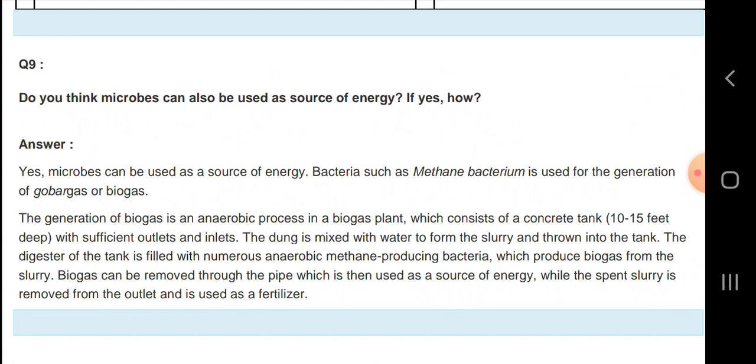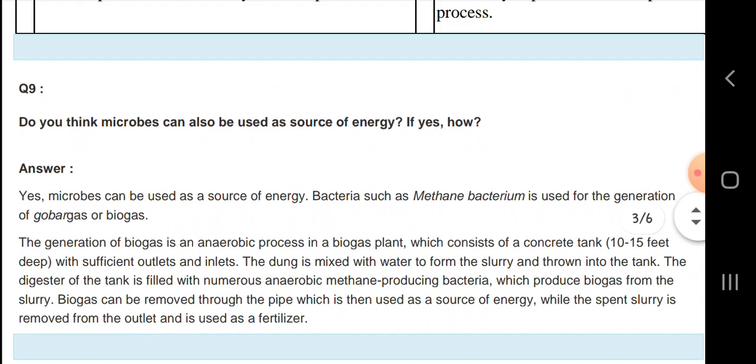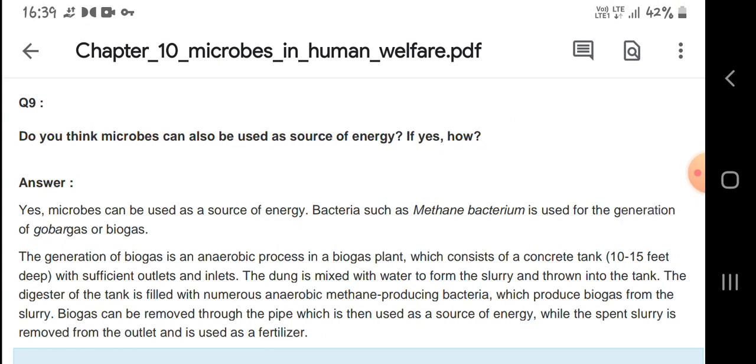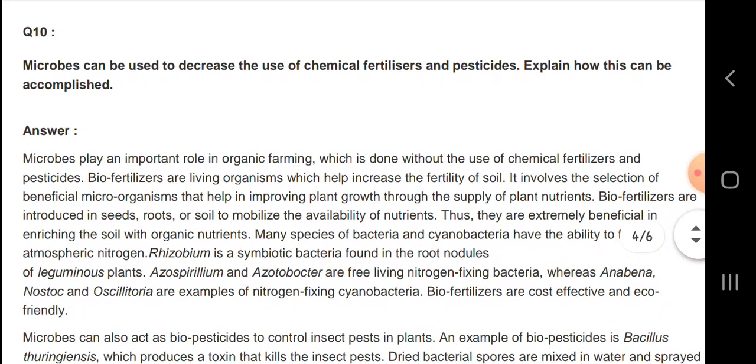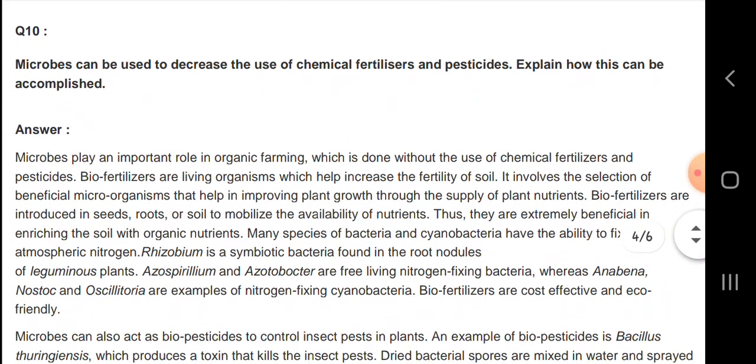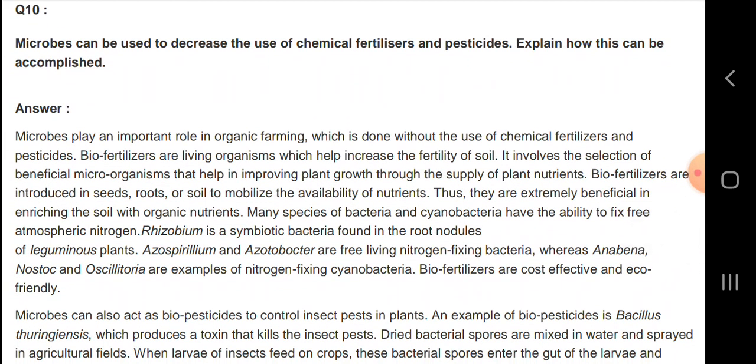Next, let us know about the microbes. Can microbes also be used as a source of energy? Yes, they can also be used as a source of energy. Bacteria such as methane bacterium are used for generation of gobar gas, as you know, biogas. The generation of biogas is an anaerobic process in a biogas plant, which consists of a concentric tank with an outlet and inlet.